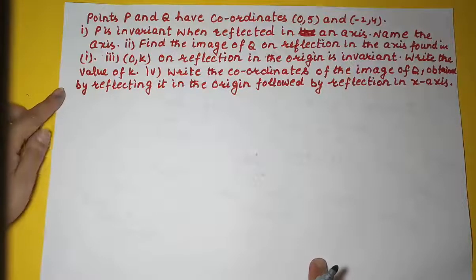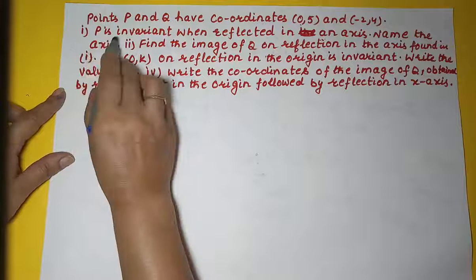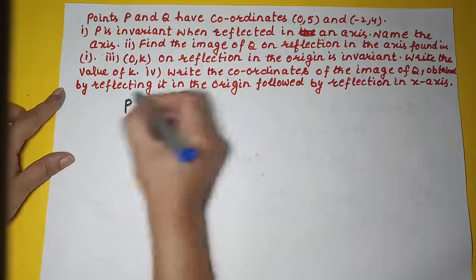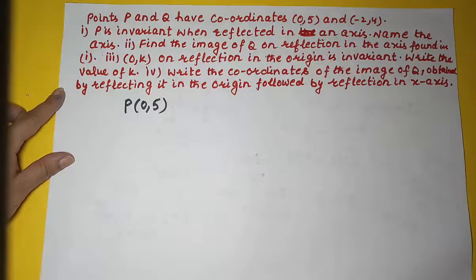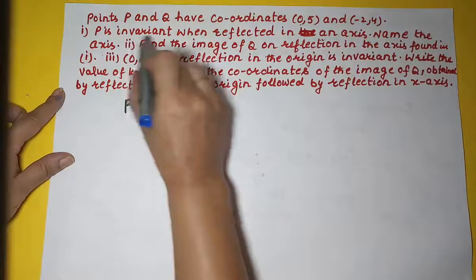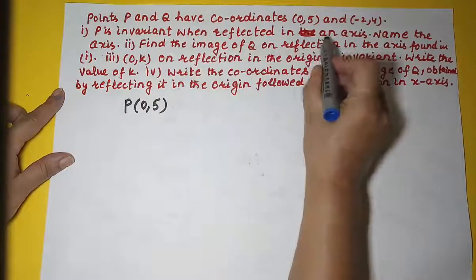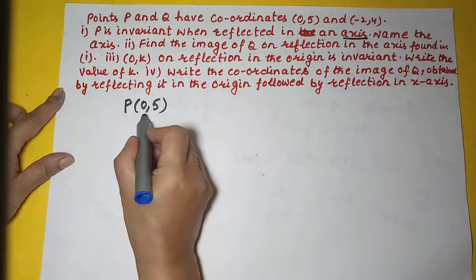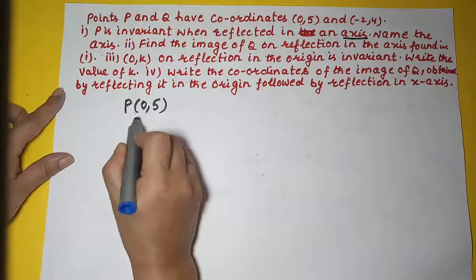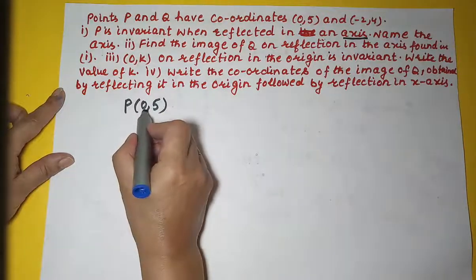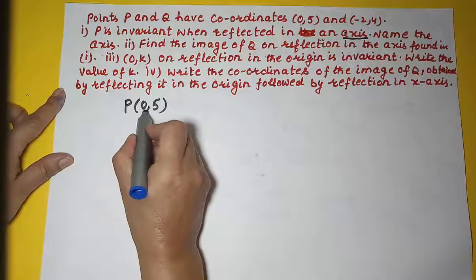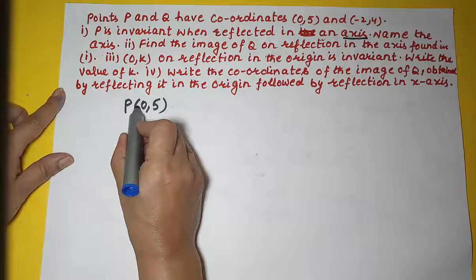So let's take the first part. He's saying P, okay, let's write point P. P is (0, 5), right? Now, it is invariant when reflected in an axis. So in which axis should we reflect it so that it remains unchanged or invariant? If I reflect it in the y-axis, what will happen? The sign of the x coordinate will change. (-0, 5). -0 is 0 only. So it will remain unchanged, right?